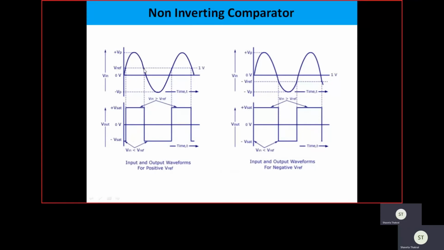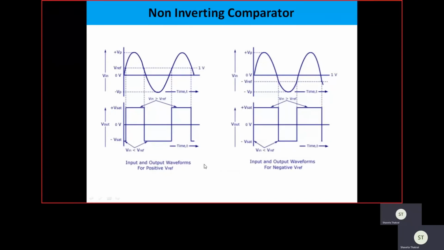Then again the input starts decreasing compared to V reference. From this point to this point the input is less than V reference, so the output will switch from plus V saturation to minus V saturation. In this way the output is generated by the comparator, and as we can see here, when the input is positive going, the output is also positive. Corresponding to positive we are getting positive output. So this type of waveform is showing the non-inverting waveform.